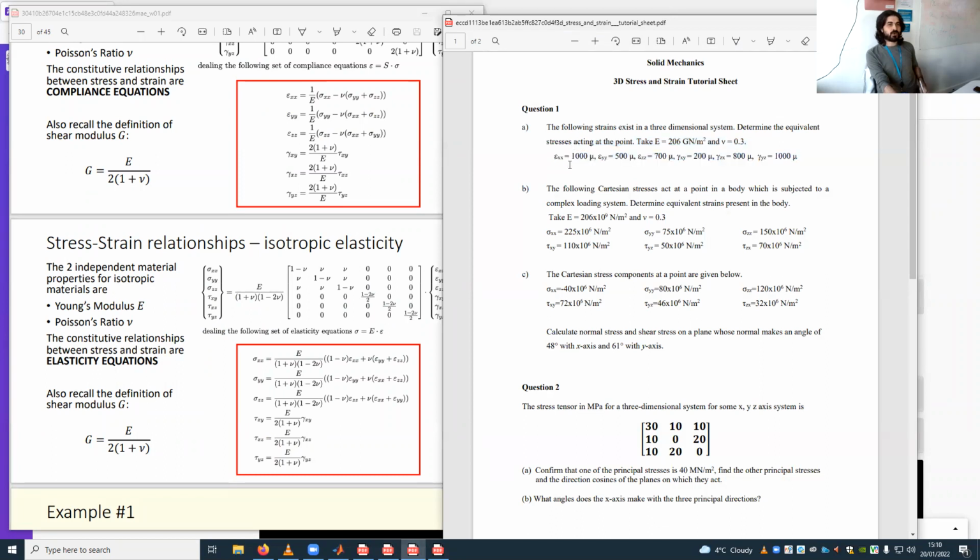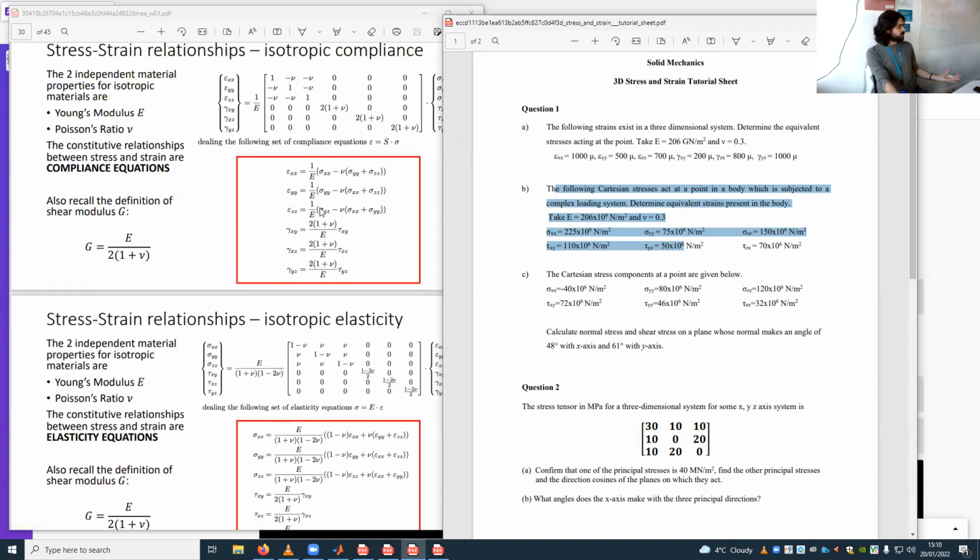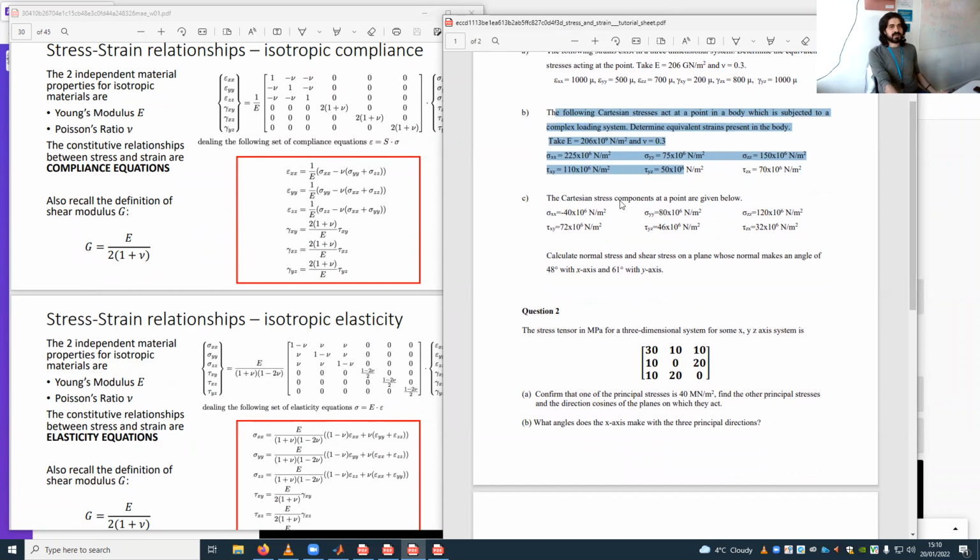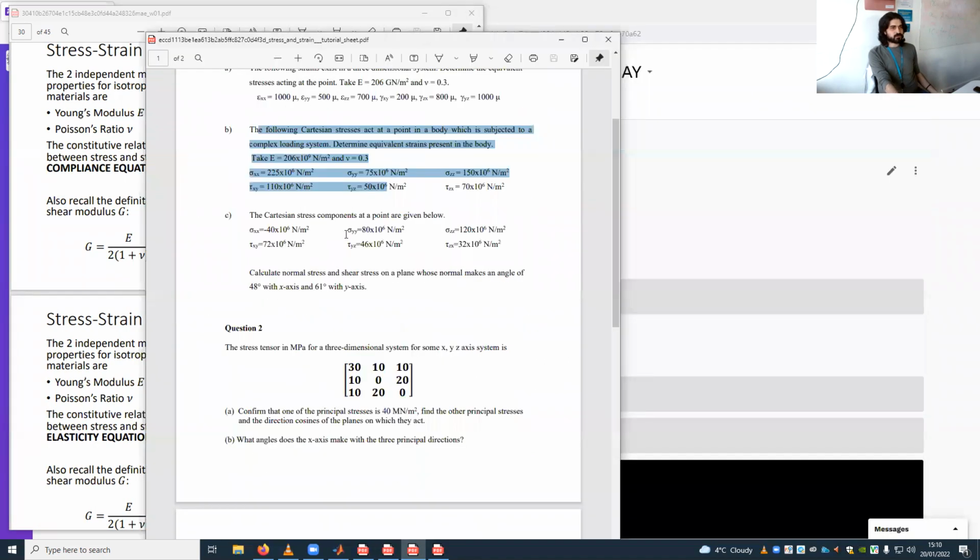In this case, you want to find the stresses given the strains, so you need elasticity equations. In this case, you need to find the strains given the stresses, and then you need compliance equations. This is extremely basic, so I don't want to solve this one, but I do want to solve this one. The Cartesian components at a point are given here. We want to calculate the normal stress and shear stress acting on a plane whose normal makes an angle of 48 degrees with the x-axis. So this is a bit more involved, remember? So let's do question 1c.